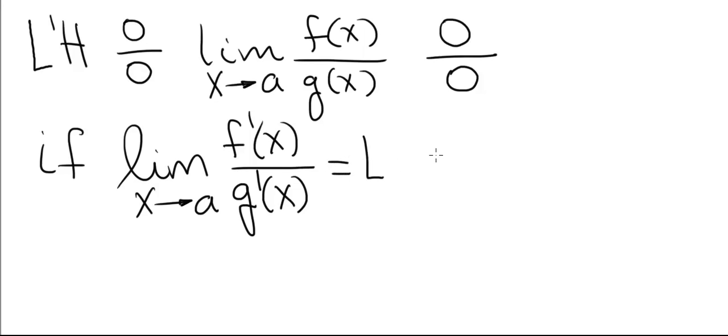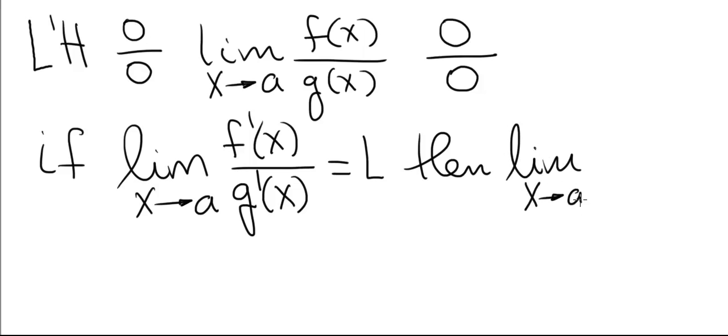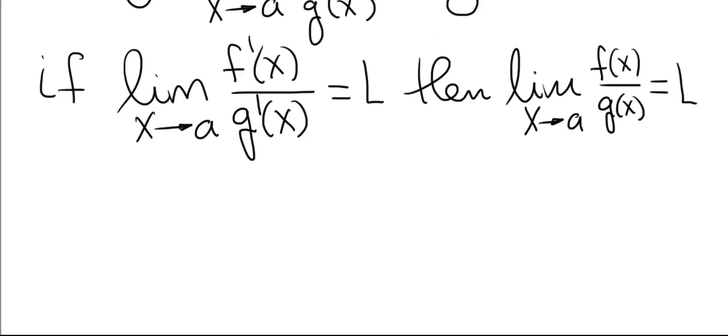If this limit is equal to L, then the original limit, x approaches a of f of x over g of x, also equals L, where L could be a finite number or infinity or minus infinity. But if we keep getting indeterminate form 0 over 0, we'll have to apply L'Hopital's rule again and again until we no longer get that indeterminate form. So let's look at the following example.